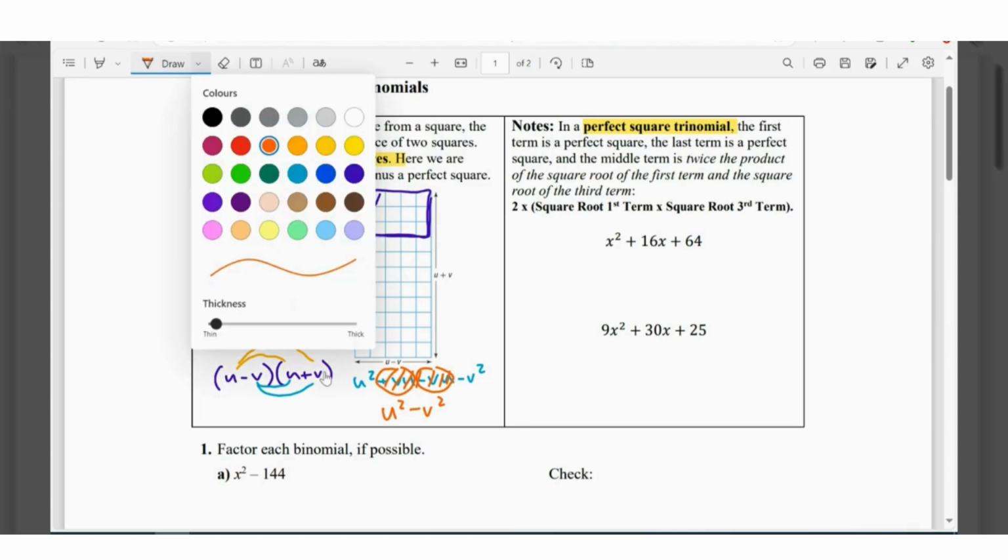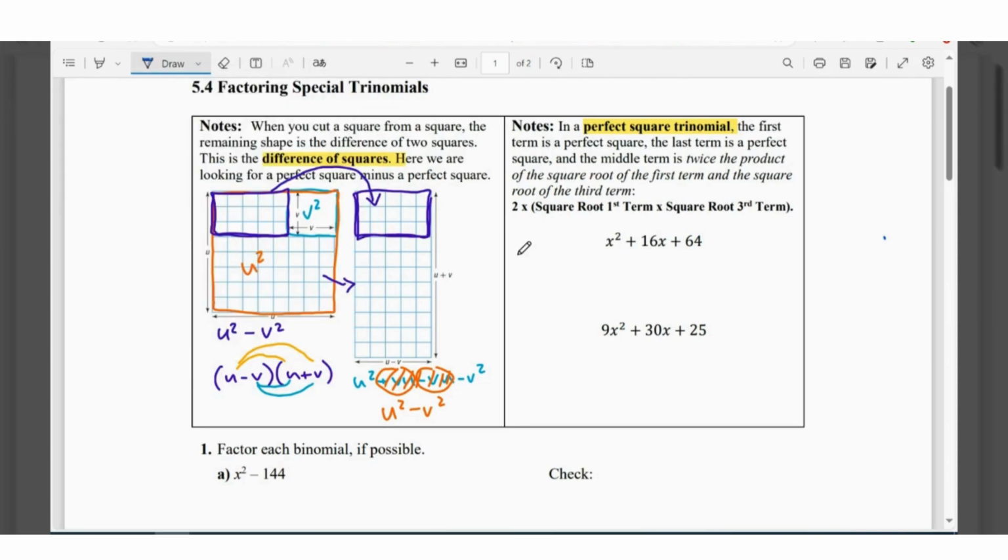And then let's look over here. Another special type of trinomial is a perfect square trinomial. In this, the first term is a perfect square. The last term is a perfect square. So this would be a perfect square, that's x times x. This last term would be a perfect square too, that's 8 times 8. Let me show that for you. This is x times x.